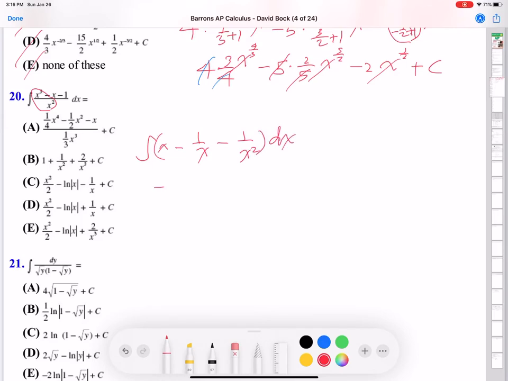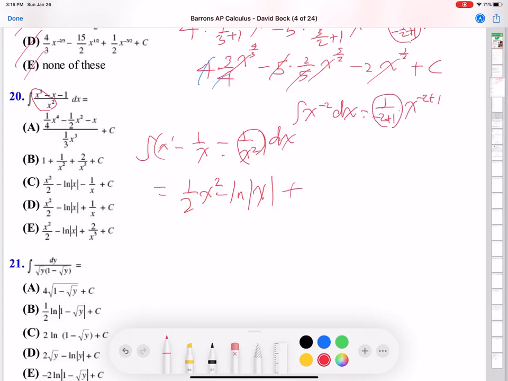dx. Find each term's integration. The first one, first power: 1/2 x squared minus 1/x, ln absolute value of x. And then what about that? It is the integral of x to the negative second power dx, right? So 1/(n plus 1) times x to the n plus 1, that's going to be negative 1, negative 1, positive 1, and then x to the negative first power, which is 1/x plus c. So which one is the answer? D is the answer.